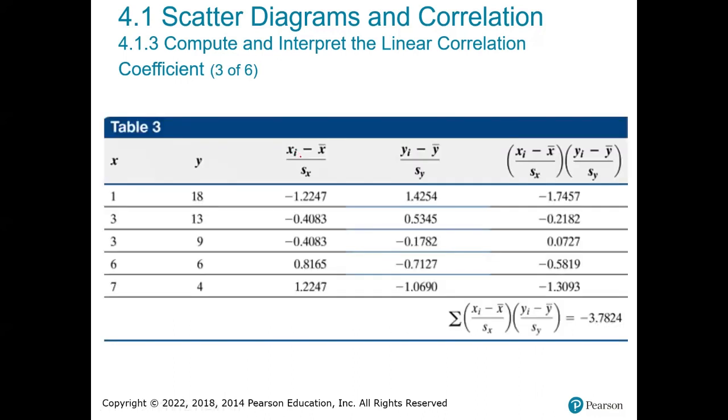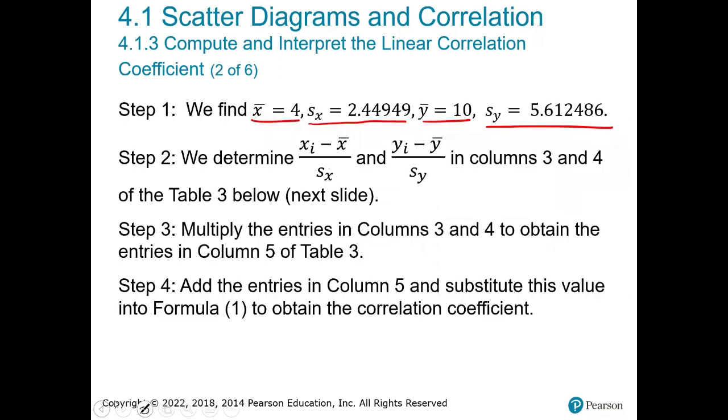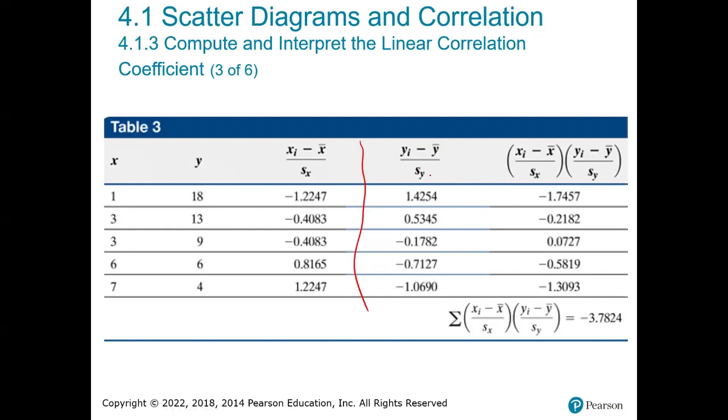That's what they're doing here. They're taking 1 minus 4 divided by standard deviation. 3 minus 4 divided by standard deviation. 3 minus 4 divided by standard deviation. So on and so forth, all the way down here. Then I do the Y's, take 18 minus its mean, 10, divided by the standard deviation. 13 minus 10 divided by standard deviation. All the way down here. Okay, some are going to be positive, some are going to be negative.